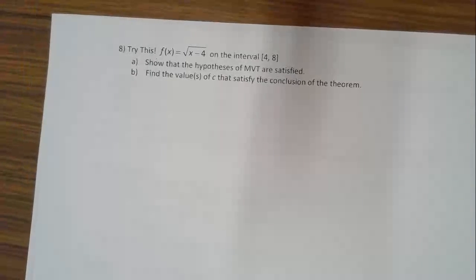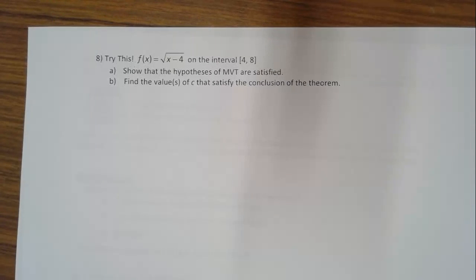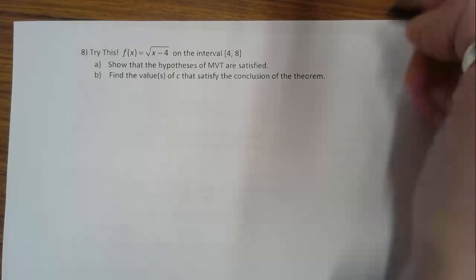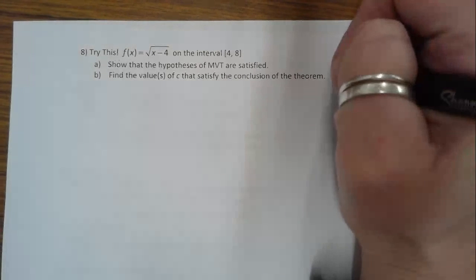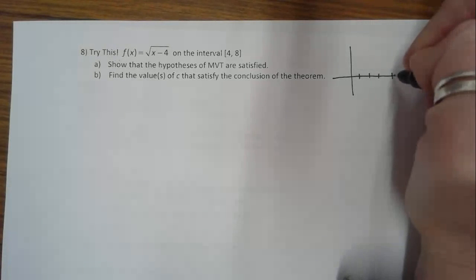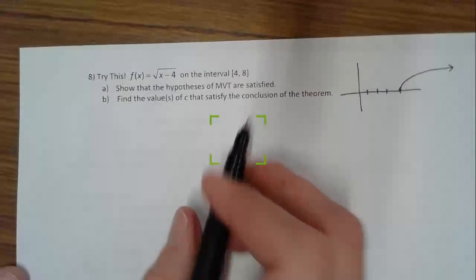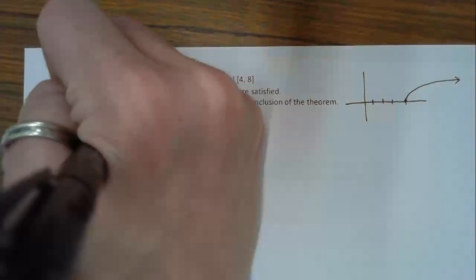Okay, let's look at just one more example. So we're given f of x equal to the square root of x minus 4 on the interval from 4 to 8. So if we're looking at what a graph of this might look like, we know it's some sort of square root function. We know it's shifted over to the right 4 units. So this is what the graph would kind of look like. It is definitely continuous on this interval. It is definitely differentiable on this interval. So our hypotheses of the MVT are definitely satisfied.